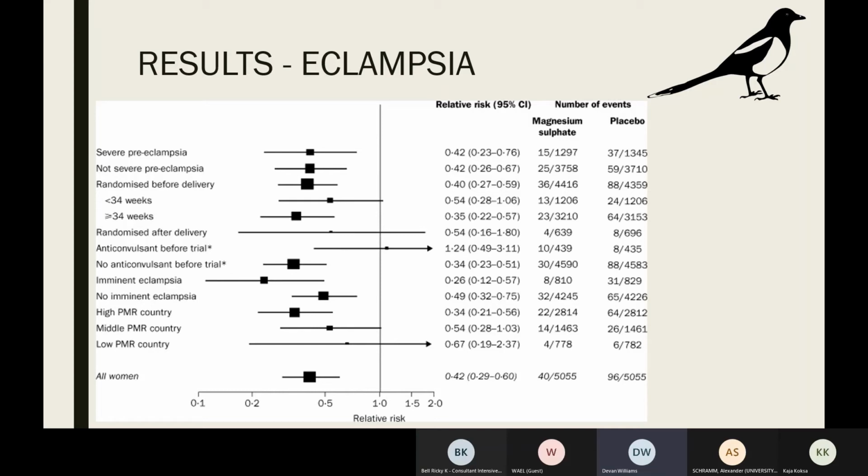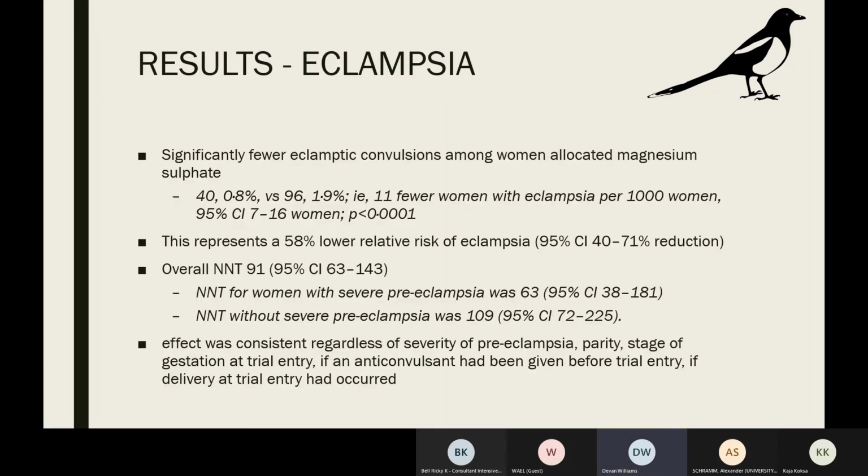1.5% with regards to developing eclampsia if you received magnesium as opposed to not receiving magnesium. And this was across all countries, but the ones you need to be careful of here, and the interesting ones to have a look at, are the lower perinatal mortality countries. They didn't have as significant a risk reduction as those higher countries. So, like I said, significantly less.